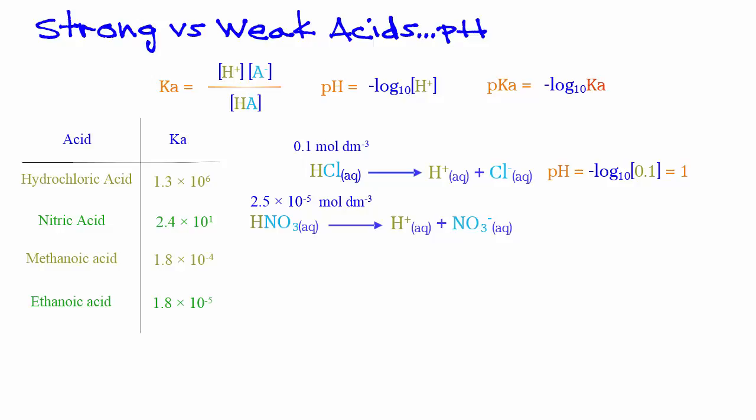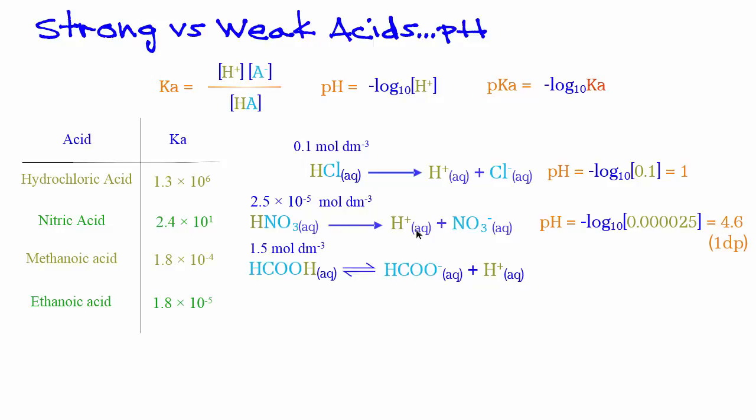And so my answer for the nitric acid solution of 2.5 times 10 to the minus 5 moles per decimeter cubed, 1-to-1 ratio, that's also the concentration of H plus ions. I put that number into here, minus log to the base 10 of it, gives me a pH of 4.6 to 1 decimal place.